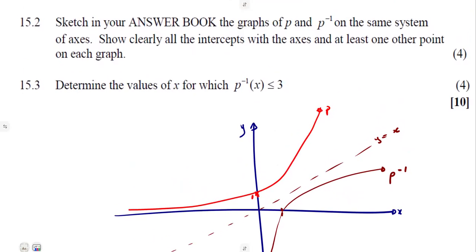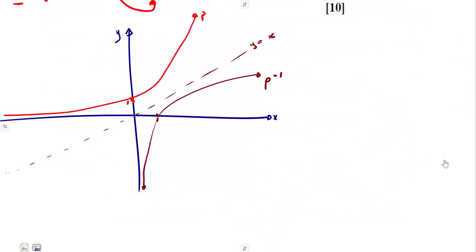The sketch, guys, just do it. Determine the values of x for which the inverse is less than or equal to 3. So we consider now from the graph that we are having which condition when the inverse of what?